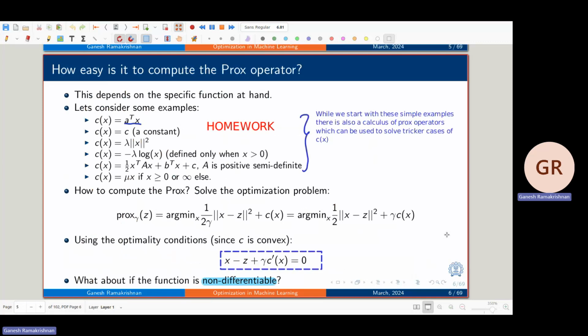So I had left some homework, or food for thought rather. We had taken some examples. In class I took a specific example, which was C of x as the one norm of x, and there we were able to find a solution. What was the solution? If C of x is the one norm, or let's say a lambda times the one norm, lambda is not required here. What did it turn out to be? Which of these forms?